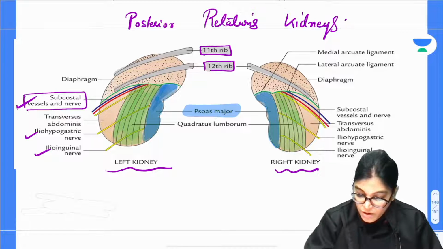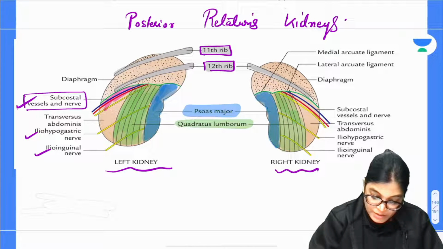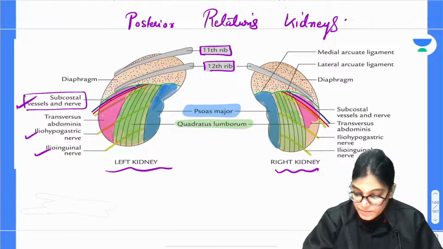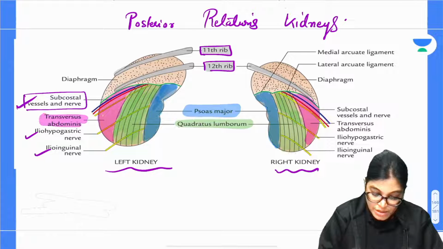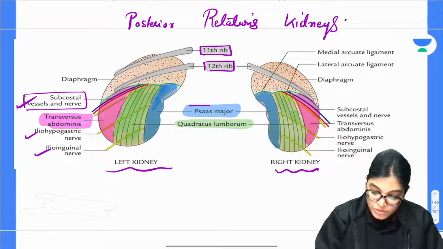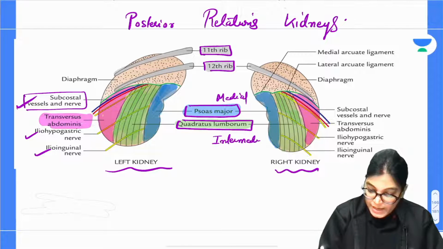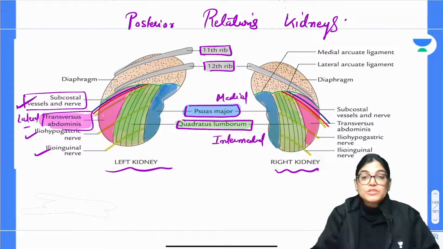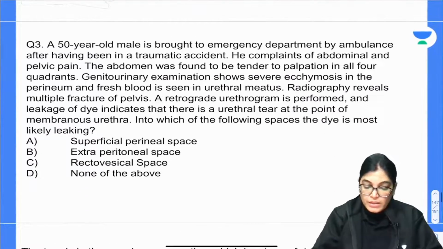So this is the whole area of quadratus lumborum, and laterally the muscle related will be transverse abdominis muscle. So this is the lateral one. It is important that you should know exactly the relation of structures, exactly the area which is involved. So psoas major muscle is in the medial posterior aspect, intermediate area quadratus lumborum, and lateral area is by transverse abdominis. Got it? So all these relations of the posterior aspect of both right and the left kidney have been shown. Let's move on to the next, that is question number 3.